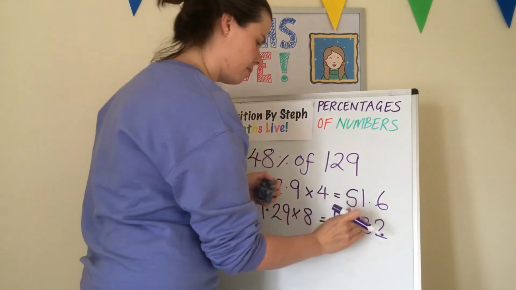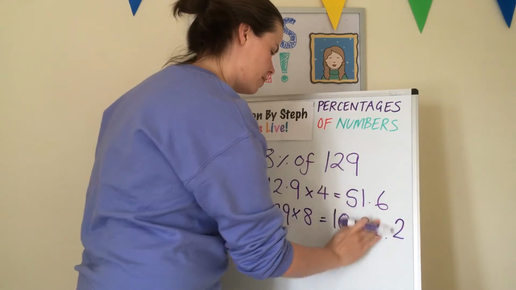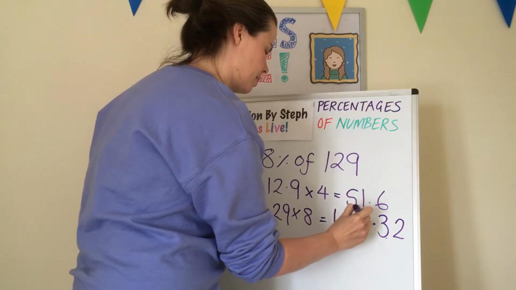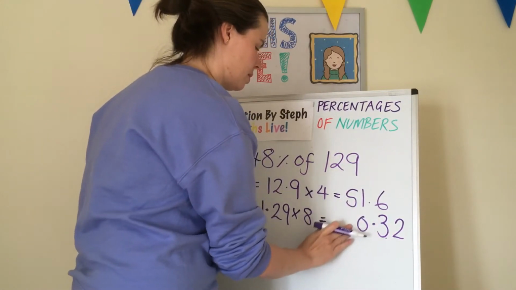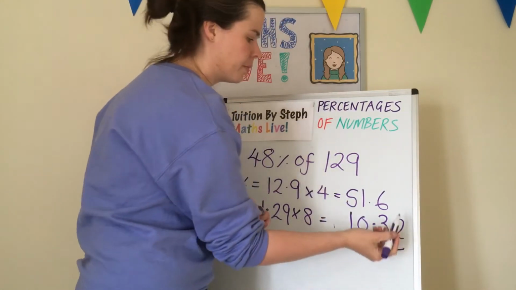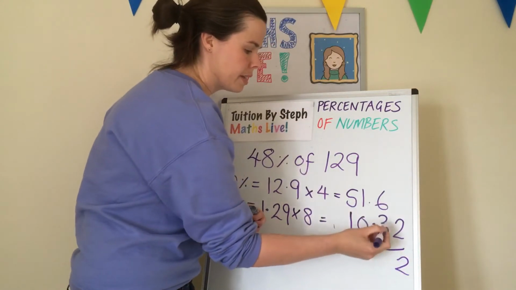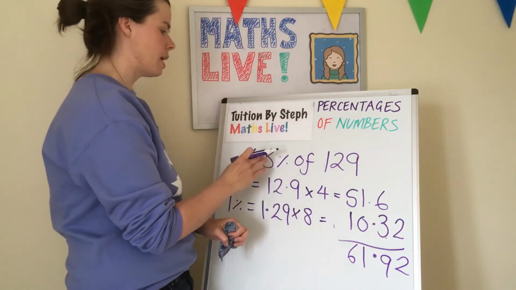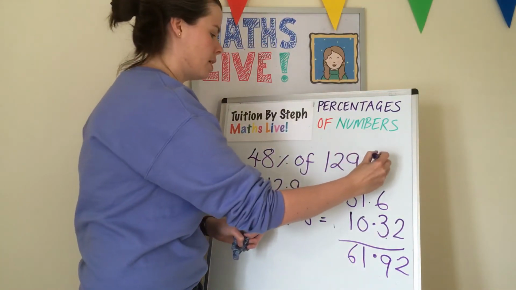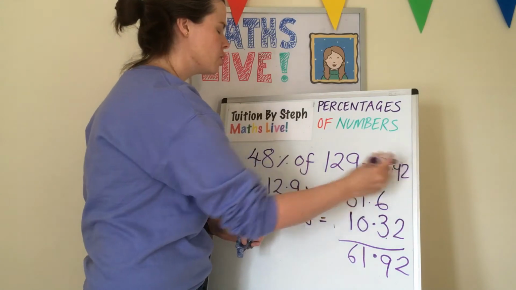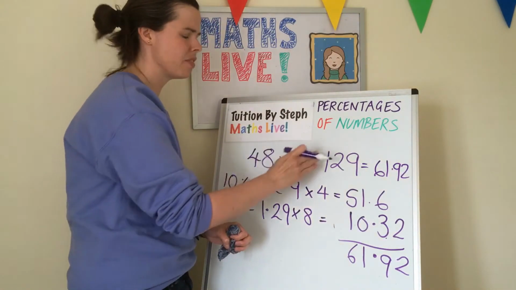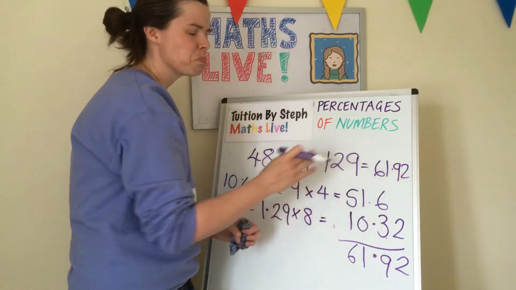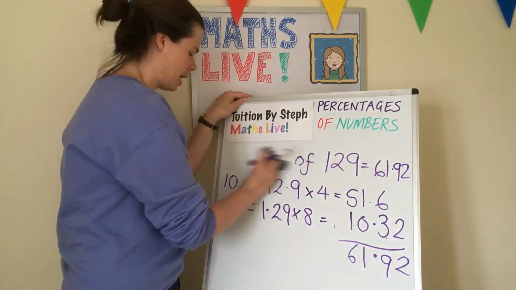Adding those together, again, my place value is not great on here, is it? There we go, that's nicer. So we've got 2, 6, 7, 8, 9, 1 and 6. So 48% of 129 is 61.92. And you know that's correct because 48% is nearly 50%. So roughly half of 129, 61, yeah, it sounds correct.